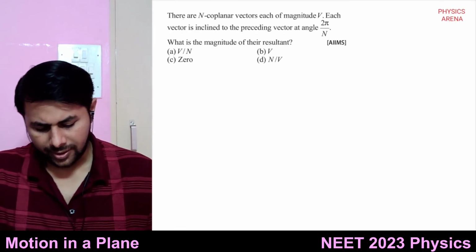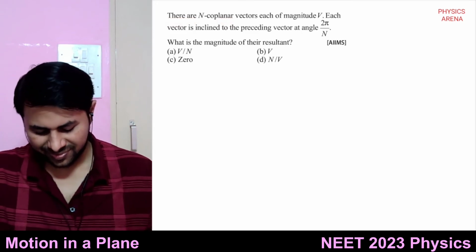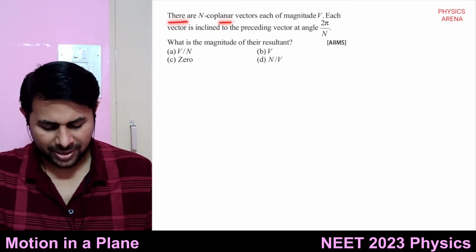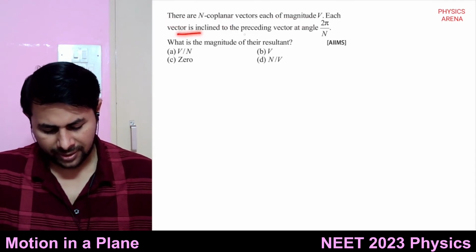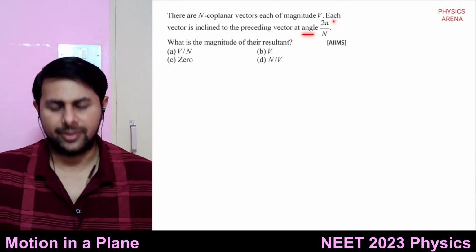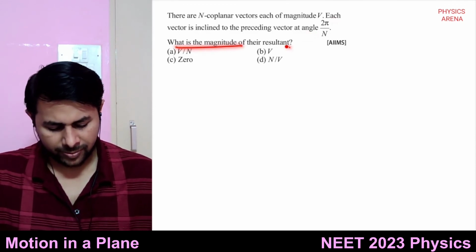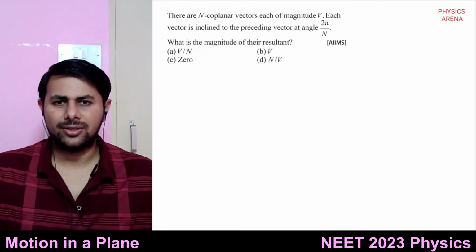All right. Next question. There are n coplanar vectors, each of magnitude v. Each vector is inclined to the preceding vector at an angle of 2 pi by n. What is the magnitude of the resultant? So, can you imagine this question?